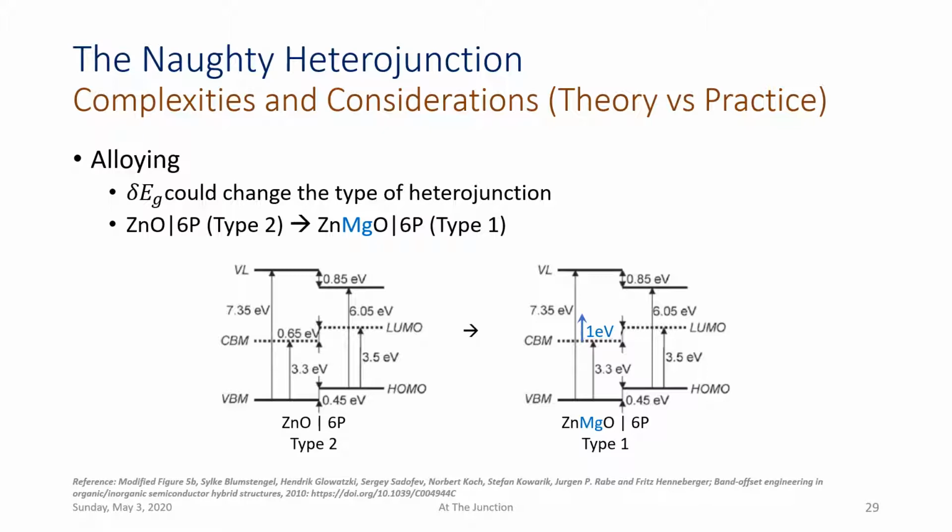And this means that a type 2 material that enables the dissociation of excitons into electrons and holes for solar cell applications could be changed by simply alloying the material and forming a type 1 heterojunction. The same materials could now be used in a LED or light emitting diode application. So the electrons and holes could flow into the narrow band gap material and recombine radiatively.